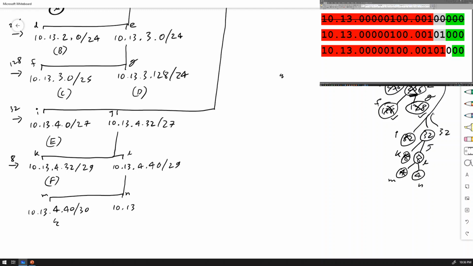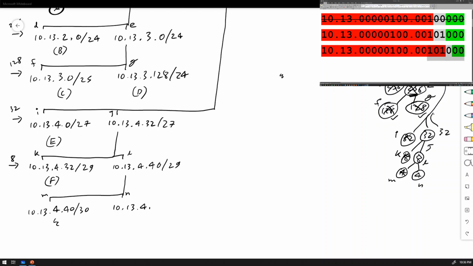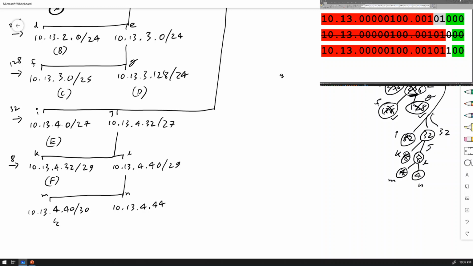So 10.13.4. Let's see what the next combination is. So I just used this one up, the first block of 4, and oh, let me just copy this first. This would be 1 now, and I have used this up. So the second combination suggests that the IP address would be 4.44, and I'll give this to H, right? Now I have used this up.